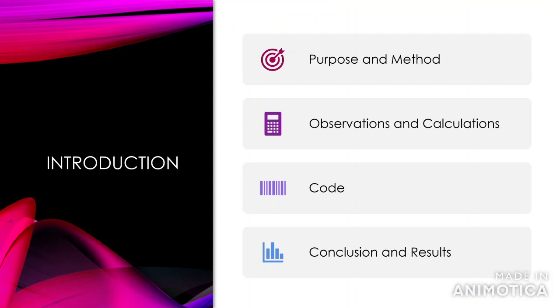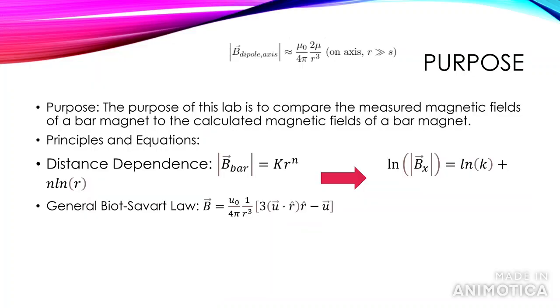Today I'll talk a little bit about the purpose and method of my experiment, then I'll talk about the observations and calculations, my code, and finally my conclusion and results. The purpose of this lab is to compare the measured magnetic fields of a bar magnet to the calculated magnetic fields of a bar magnet through a code I will write.